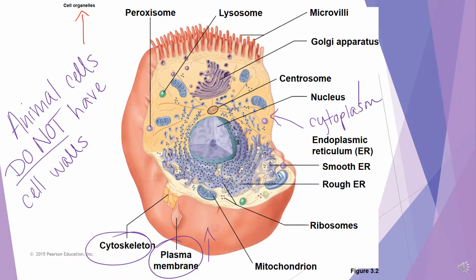Anyways, so the yellow portion is the cytoplasm. It is a jelly-like substance, and it surrounds and also holds the organelles.